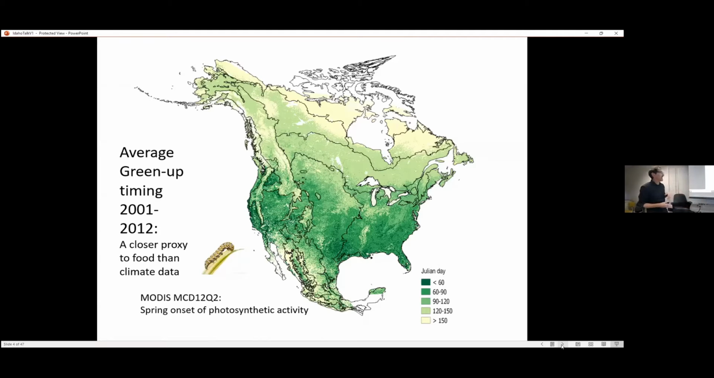So here's a look at average green timing across North America, for 2001 to 2012. This is based on remote sensing data that gives us a measure of the onset of photosynthetic activity. What you expect to see here is a green wave, right? As you go from south to north, you should see earlier green up in the south, and then the wave of green up going north. And that's exactly what you see. We're looking at Julian Day here, with dark green being earlier spring onset and yellow being later. And you can see this green wave.